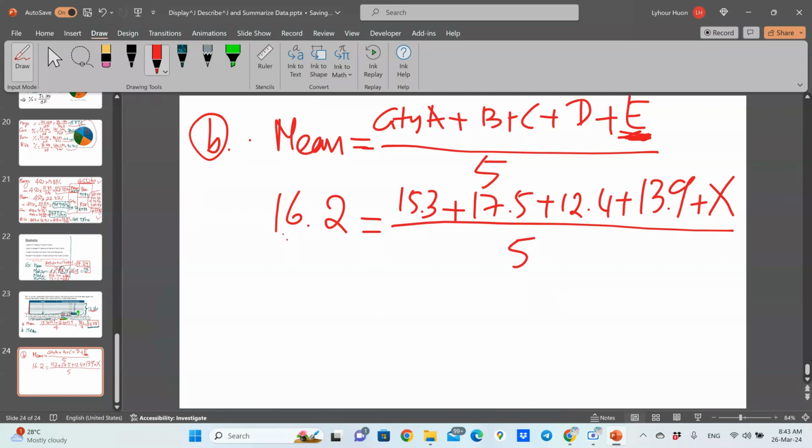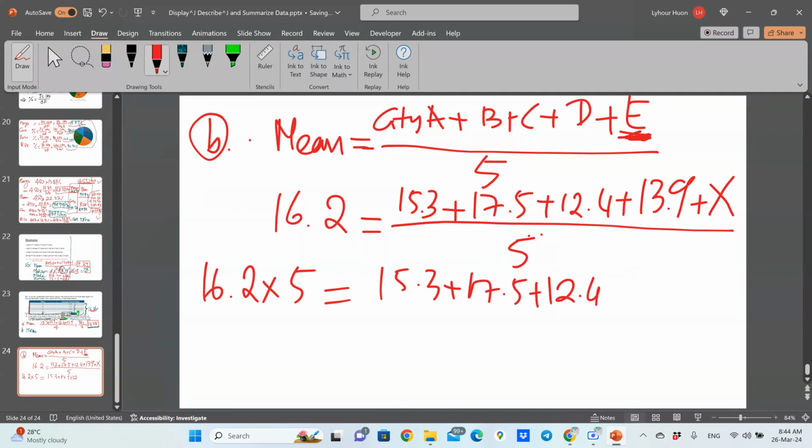How do we find x now? Do we subtract 16.2 by 14.78? No. We have this equation, so we need to move the division to the other side. The opposite of division is multiplication, so we multiply both sides by 5. 16.2 times 5 on one side, and on the other side 15.3 plus 17.5 plus 12.4 plus 13.9 plus x.